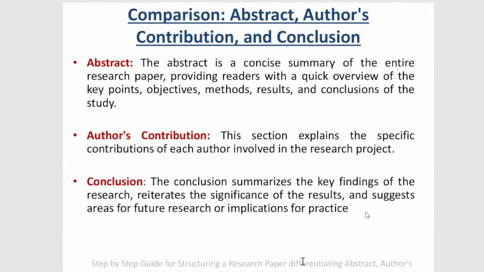Here we have the comparison between abstract, author's contribution, and conclusion. As we have already discussed, the abstract is a concise summary of the entire research paper, providing readers with a quick overview of the key points, objectives, methods, results, and conclusions of the study. It even provides the reader with a quick overview of the conclusion also. Whereas the conclusion summarizes the key findings of the research, reiterates the significance of the results, and suggests areas for future research or implications for practice. Those parts we have already discussed.